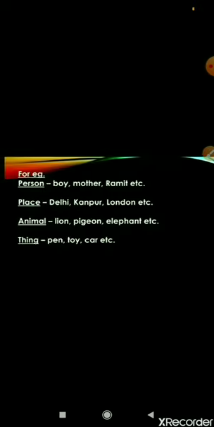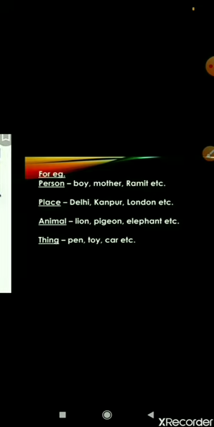Now let's see some examples. Name of a person, like boy, mother, Ramit, etc. Place: Delhi, Kanpur, London, etc. Name of an animal: lion, pigeon, elephant, etc. Name of a thing: pen, toy, car, etc. So, these are the examples of nouns.